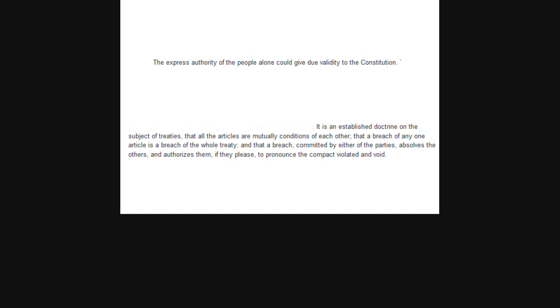But he also points out that, as a treaty, the Articles of Confederation not being respected, in his words, authorizes them, if they please, to pronounce the compact violated and void. So basically, the states have the right to say that the Articles of Confederation don't really apply anymore, and that's exactly what they did by ratifying the Constitution.